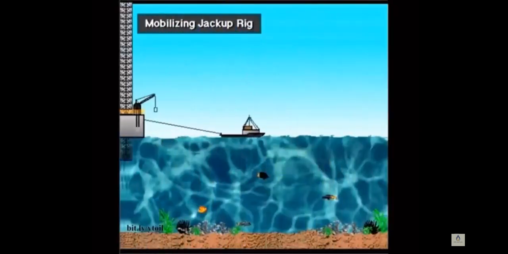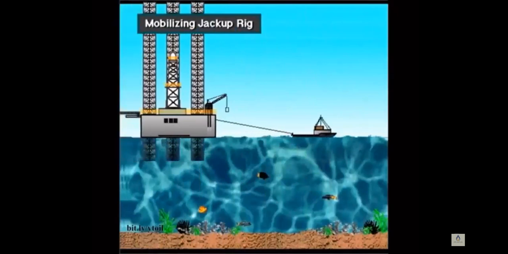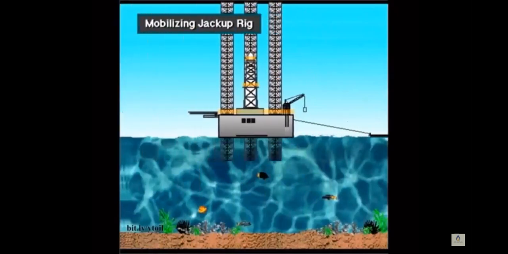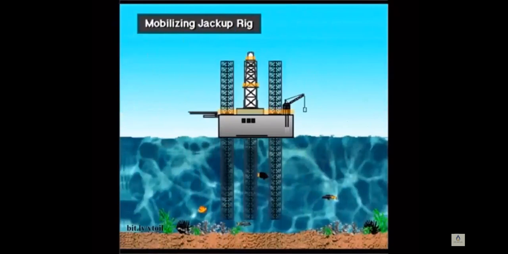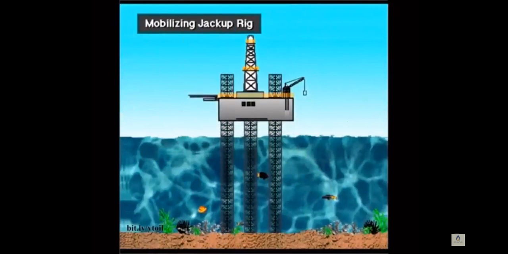Boats tow a jackup rig to a location with its legs up. Once the rig-up crew gets the legs firmly positioned on the bottom of the ocean, they can adjust and level the deck and hull height.